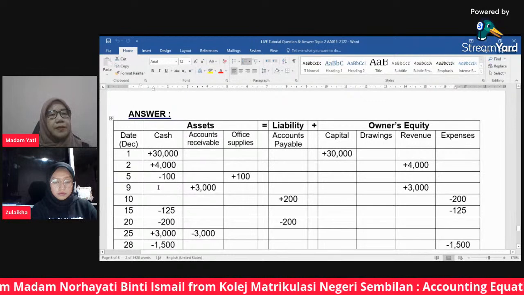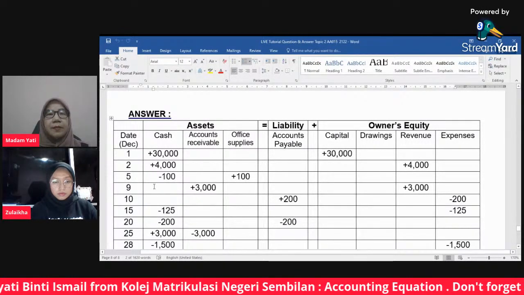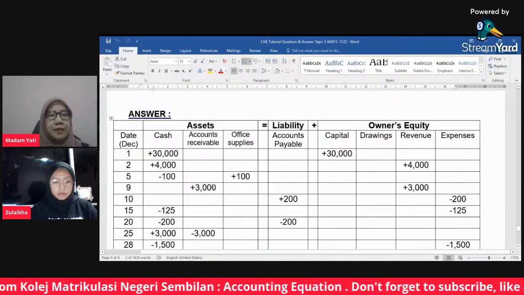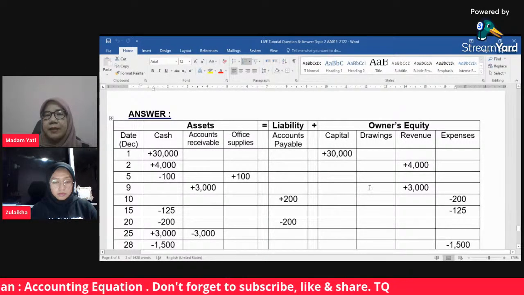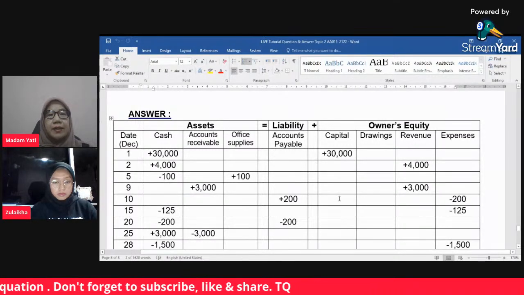Okay, number 9: perform services. We perform the services for the customer but the customer has not paid yet. So increase in account receivable and increase in revenue.